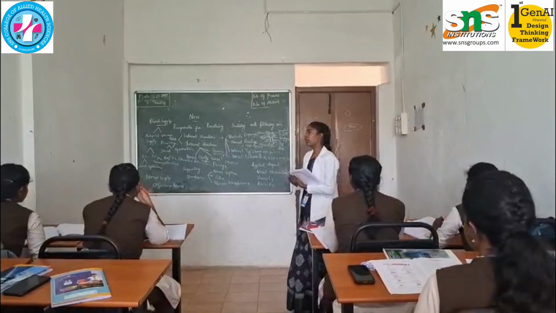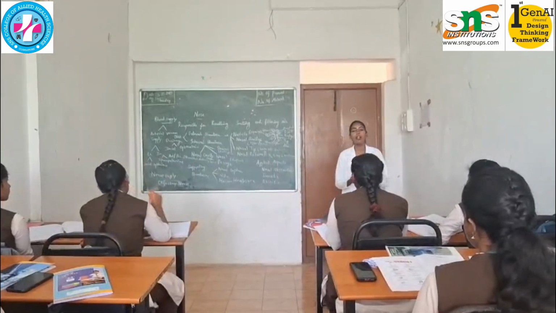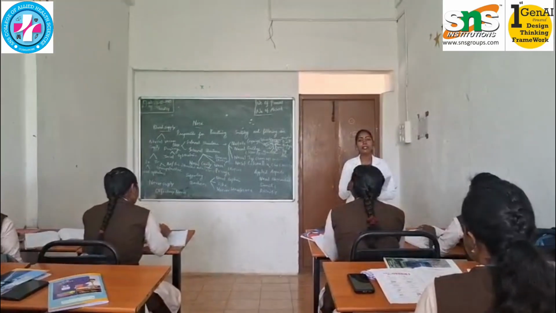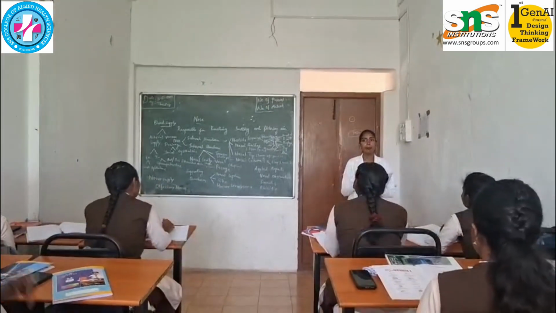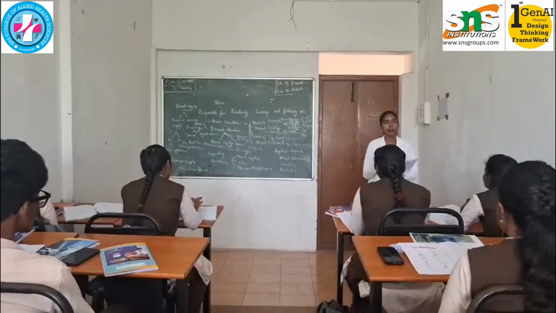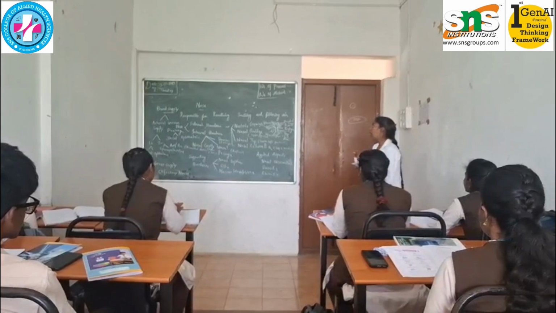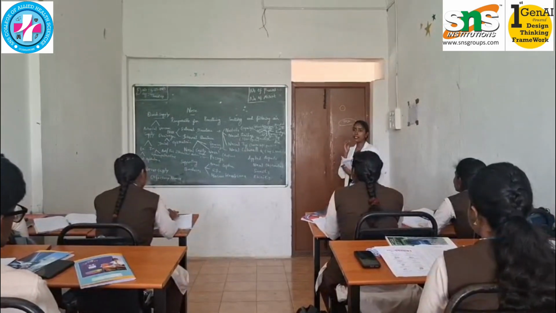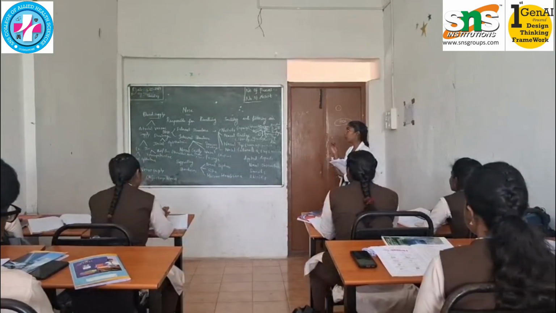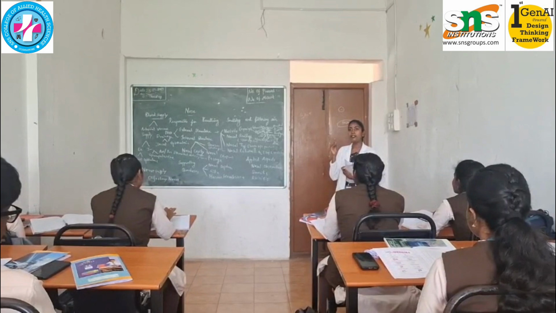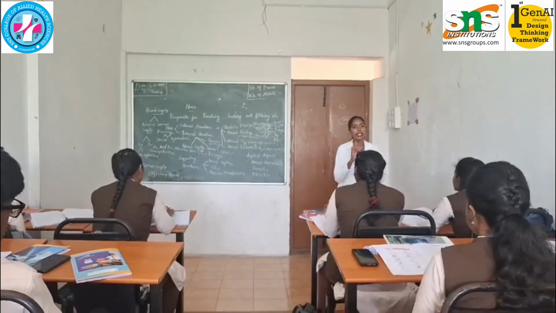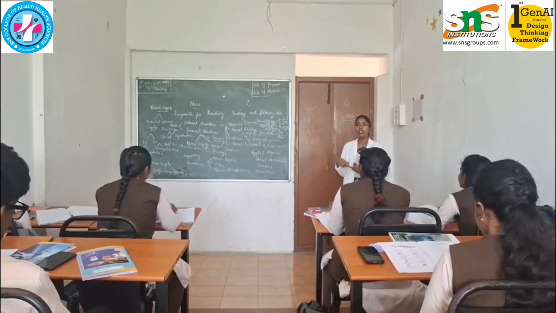Hello everyone. Today we are going to see about the anatomy of the nose, primarily focusing on breathing, smelling and filtering air. Anatomically, the nose is divided into two major structures, the external structure and the internal structure. The external structure is the visible portion. The internal structure is the non-visible portion.